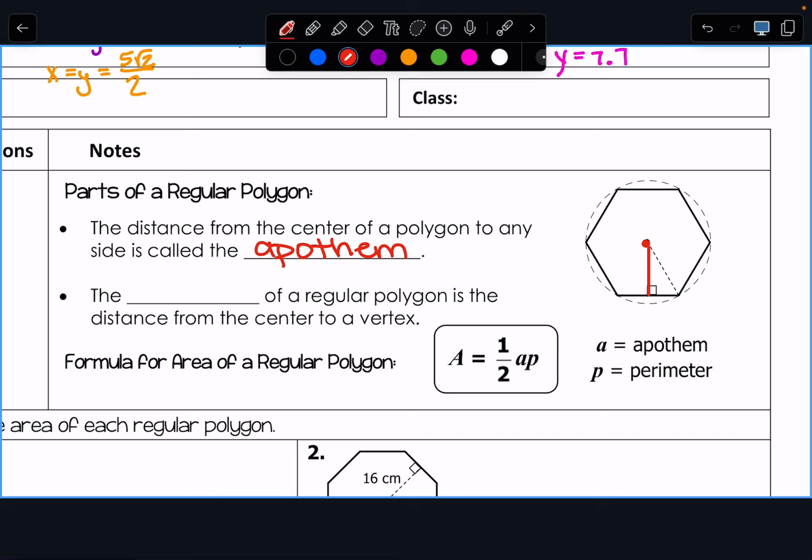Okay. Then, just like a circle, we have a radius, and it goes from the center to one of the vertex points. What do the apothem and radius create? Oh, right. Triangle.